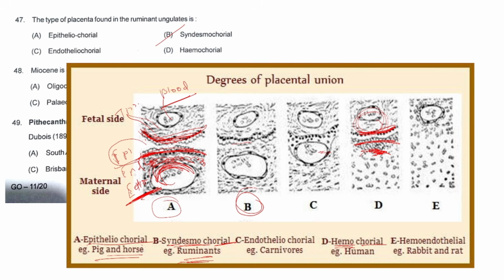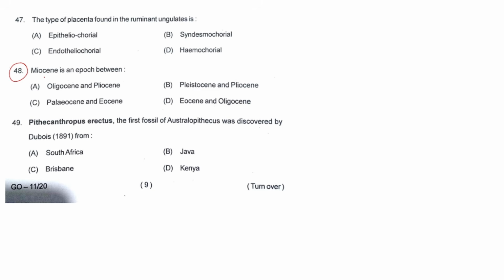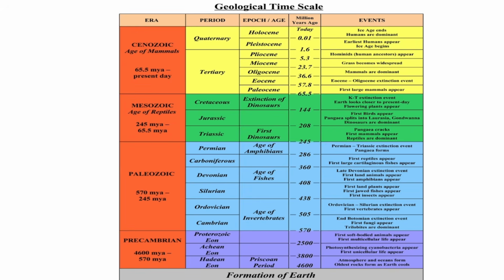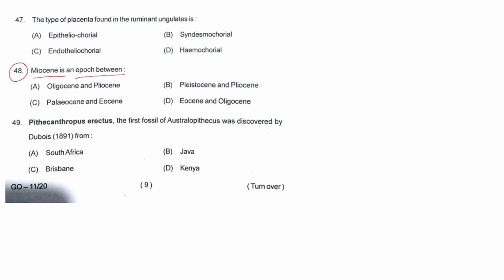Okay, next, question number 48. Miocene is an epoch between, so this is a purely factual question. For this you need to remember the entire geological time scale. So let's see, Miocene is an epoch between which 2 phases? It is Oligocene and Pliocene. So which option will be correct? Option A, that is Oligocene and Pliocene, will be correct.